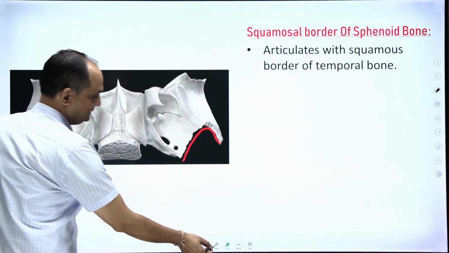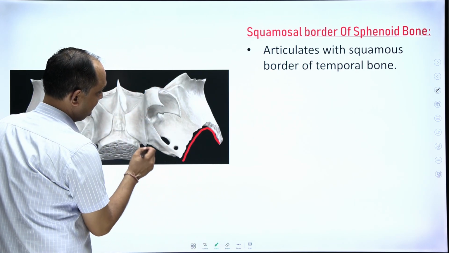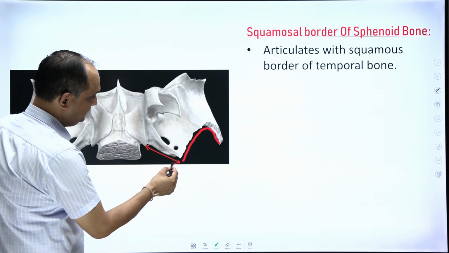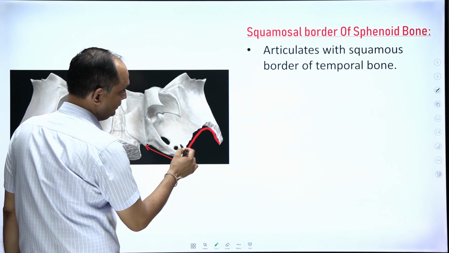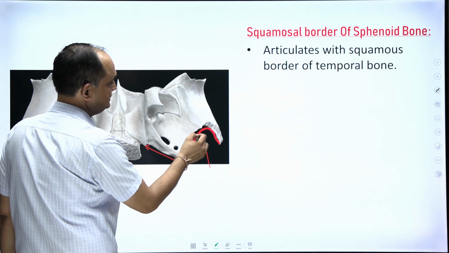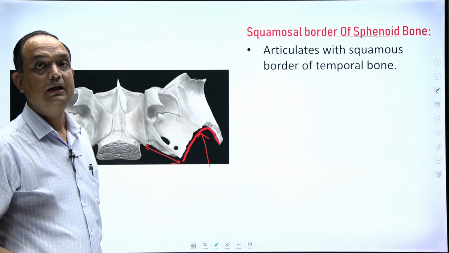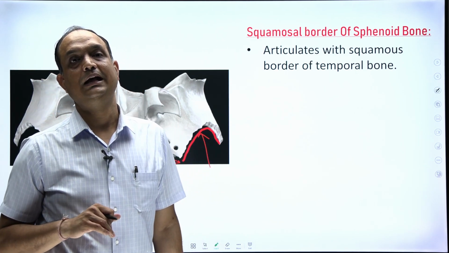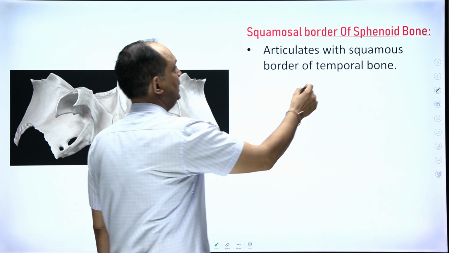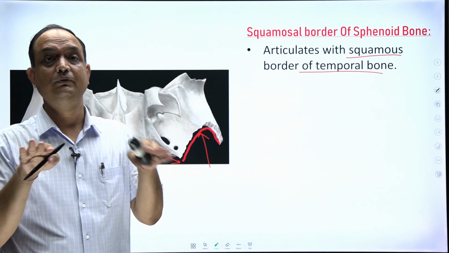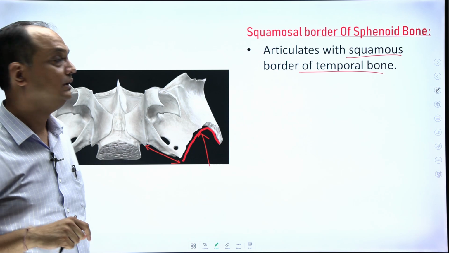Now, this is the border. Here you have seen, what is this border? This is the posterior border, now till the spine. If you trace from the spine you will go along this border. This border makes a suture with the squamous part of temporal bone. So it articulates with the squamous part of temporal bone, which is a squamous type of suture where you will see the overlapping of the bones.